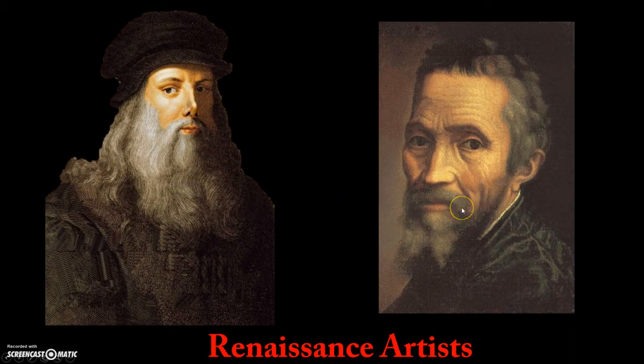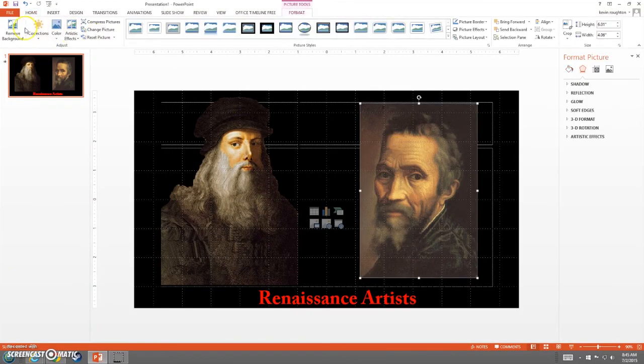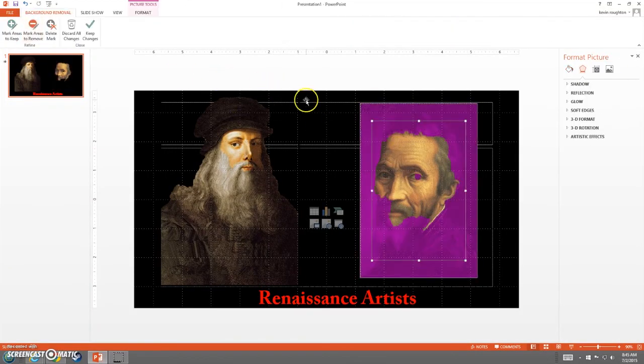Now, this Michelangelo one's going to be a little harder because if you look carefully, it's a little pixelated. It's a pretty low resolution image, so sometimes you will have some issues cleaning up the edges. Let's see how smart the tool is on this one. Once again, I'm just going to fill the box, and as you can see, we're kind of all over the place, so I want to mark areas to keep. I want to keep his body.